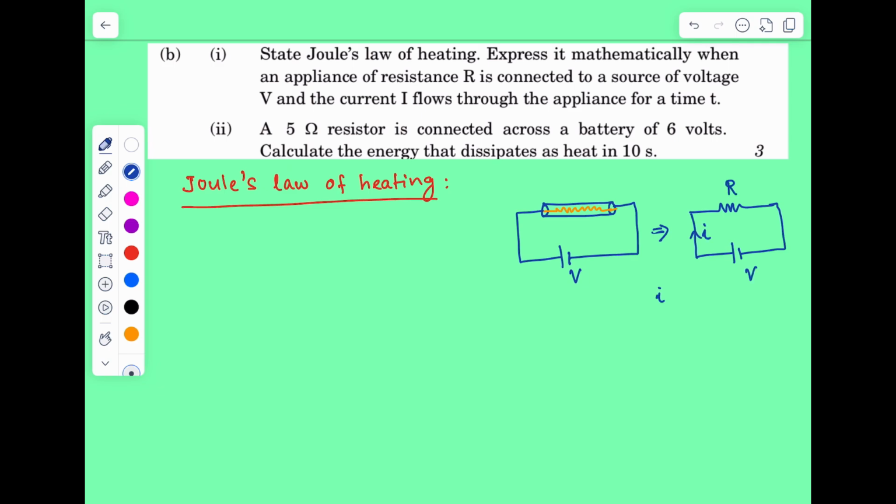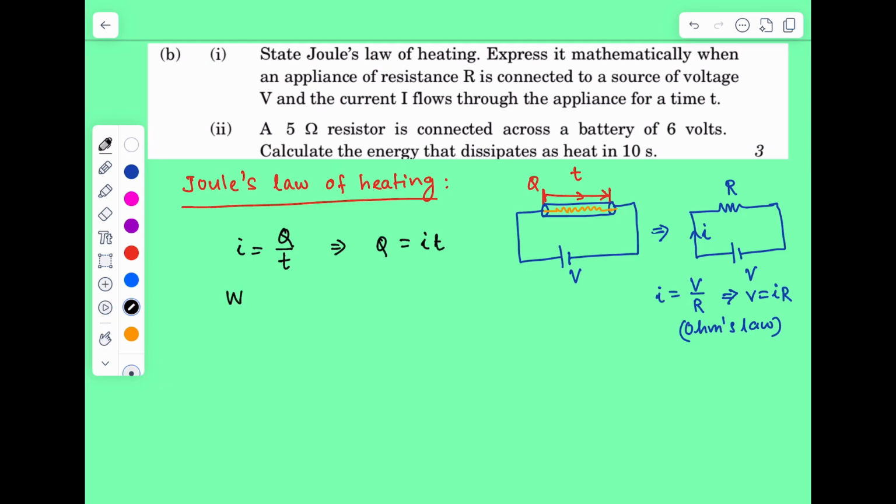Now, current I will be equal to, according to Ohm's law, V by R, or V is equal to I into R. Now, if we try to pass Q amount of charge through the resistor, from this point to this point, in time t, then current I will be equal to Q by t, that is, Q is equal to I into t.